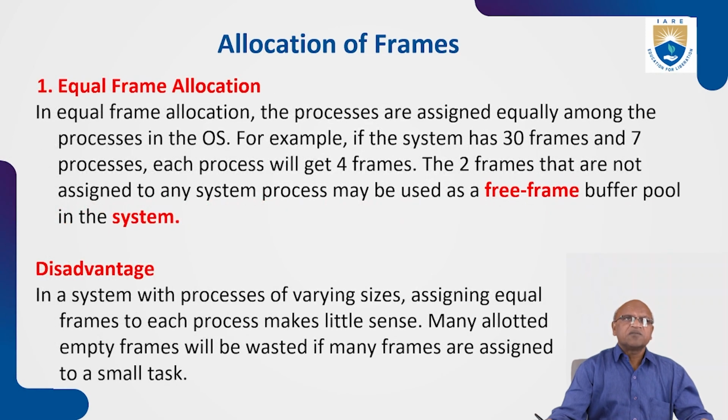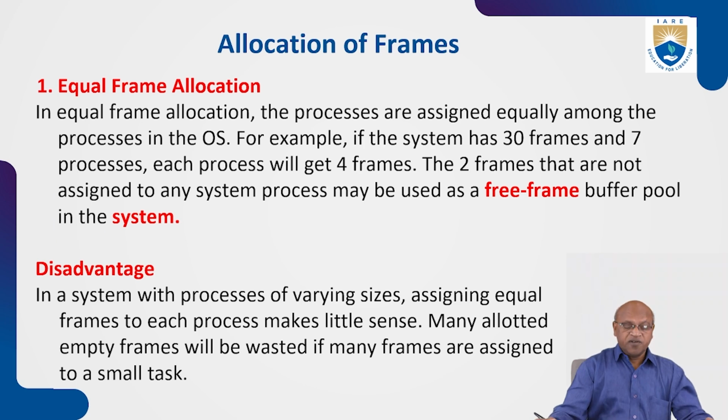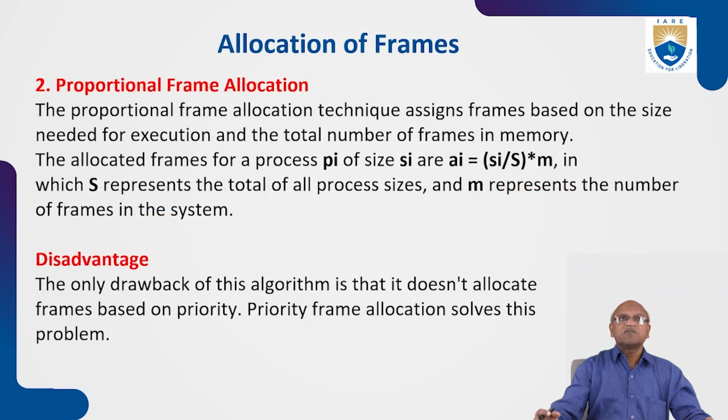So allocation of frames, equal frame allocation. In equal frame allocation, the frames are assigned equally among the processes in the OS. For example, if the system has 30 frames and 7 processes, each process will get 4 frames. The 2 frames that are not assigned to any process may be used as a free frame buffer pool in the system. So what are the disadvantages in this one? In this system, with processes of varying sizes, assigning equal frames to each process makes little sense. Many allotted empty frames will be wasted if the frames are assigned to a small task. That is internal fragmentation.